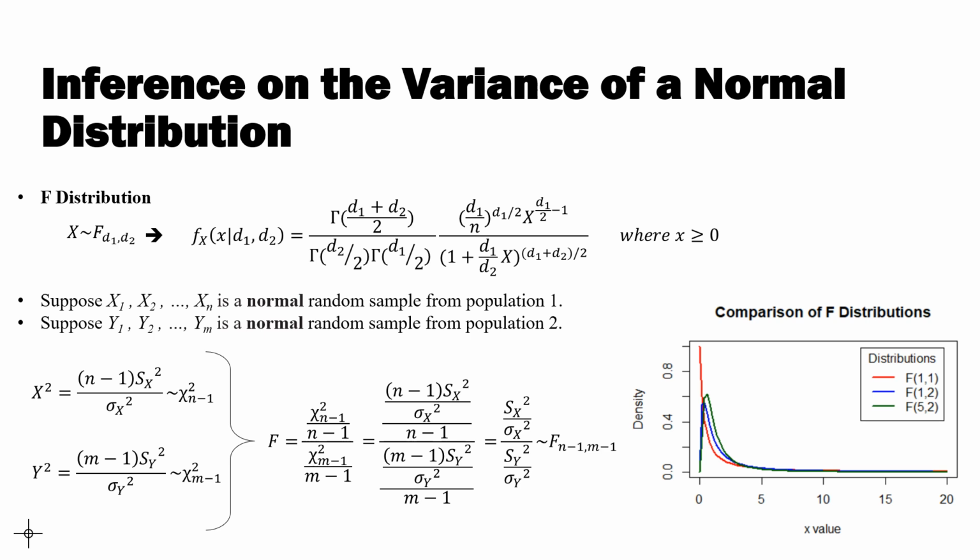of 2 different populations. If x1 to xn is a random normal sample from our first population and y1 to ym is our second random normal sample from a different population, we can define 2 different chi-square distributions as n-1 times s squared of x divided by sigma squared of x, and m-1 times s squared of y divided by sigma squared of y, with degrees of freedom of n-1 and m-1, respectively. If we divide these chi-square statistics by their degrees of freedom and find the ratio of these divisions, we will have an F statistic with n-1 and m-1 degrees of freedom.